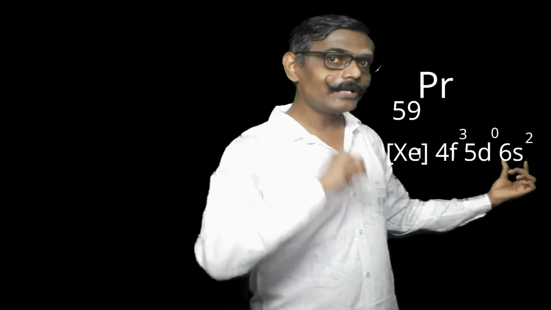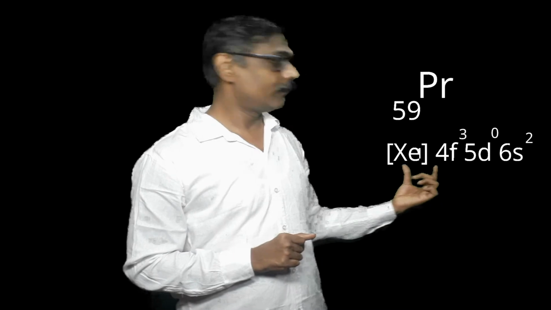So what is observed electronic configuration for praseodymium? Xenon 4f3 5d0 6s2. Are you getting this point? Likewise, neodymium 4f4, promethium 4f5, samarium 4f6. Let us discuss samarium case.